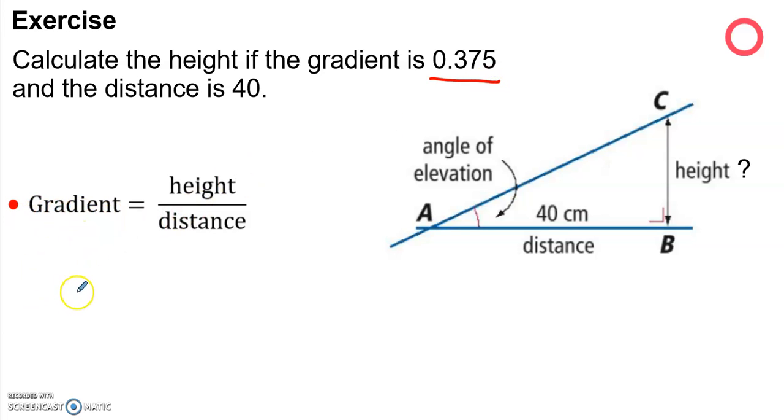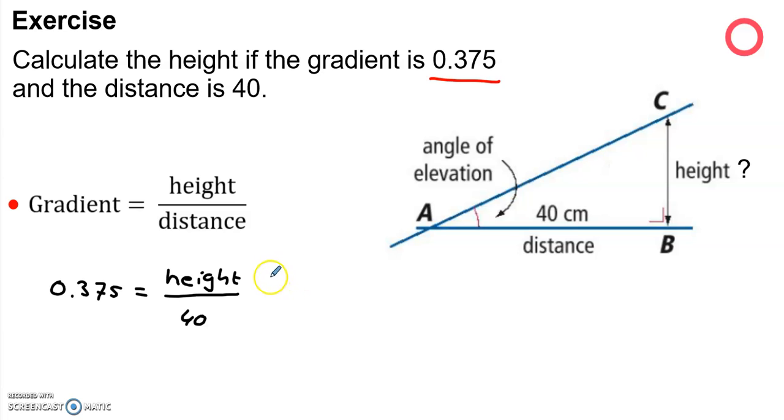So instead of gradient, I can write down 0.375 is equal to. So the height must be calculated, so I cannot fill in any number, I just write down height. And then we have to fill in distance. And we do know the distance, it's 40. And again, it's 40. So there's only one thing that we don't know, that's the height. And when you've filled in everything you know, you can calculate the height.